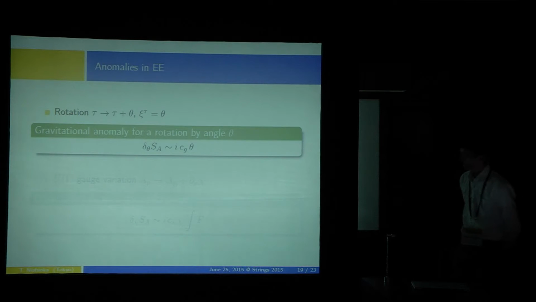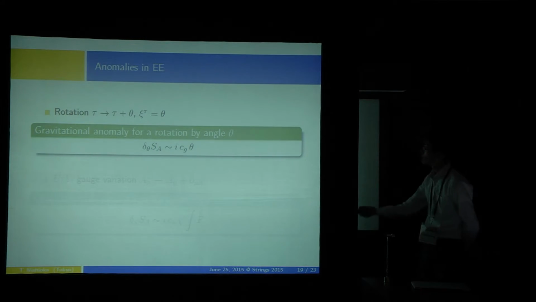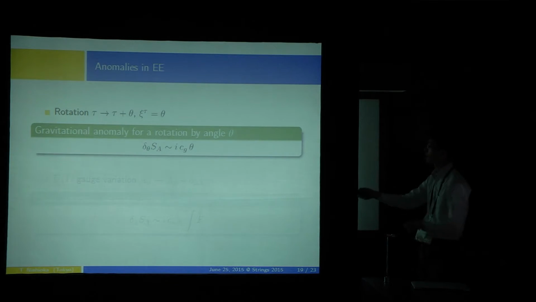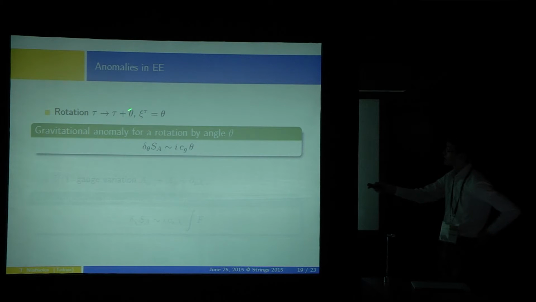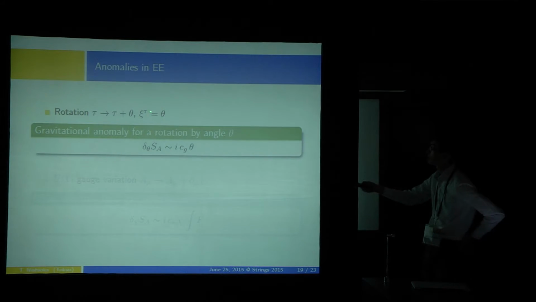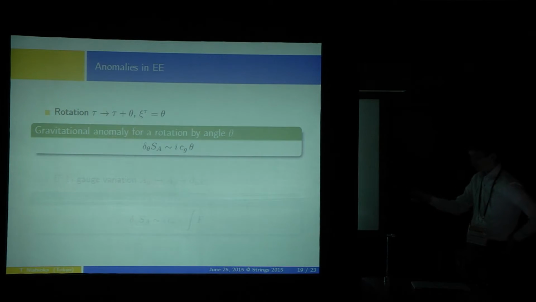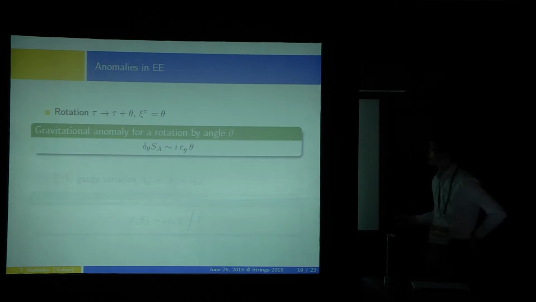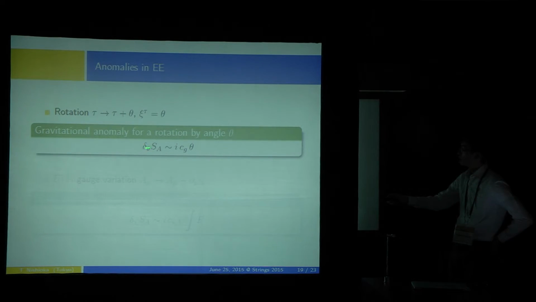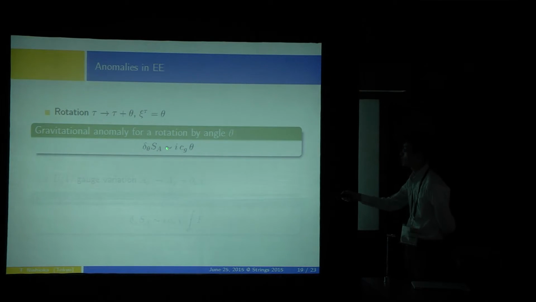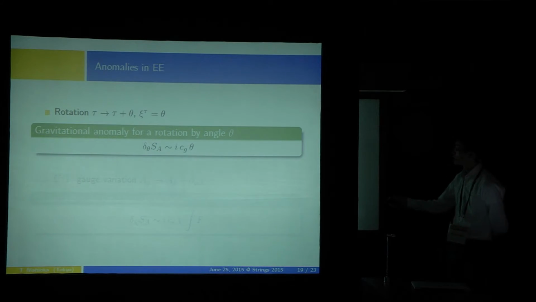So first, I consider the gravitational part. Now I have to rotate my semi-infinite line by angle theta. So now zeta, which is a parameter for diffeomorphism, is identified to be theta. If you substitute this parameter in my previous formula, you end up with this result: the variation of the entanglement entropy under rotation theta is proportional to I times some coefficient Cg times theta.